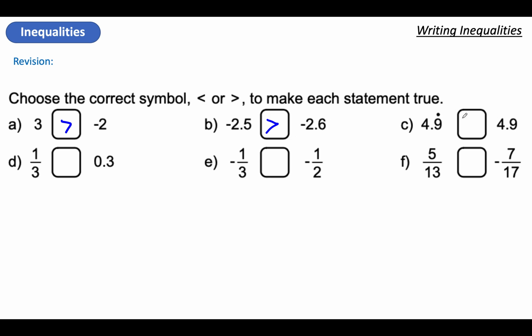4.9 recurring or 4.9? Well, 4.9 recurring is bigger than 4.9 because there's 4.9, while the other one has another 9 after it. In fact, it has an infinite amount of 9s after it.